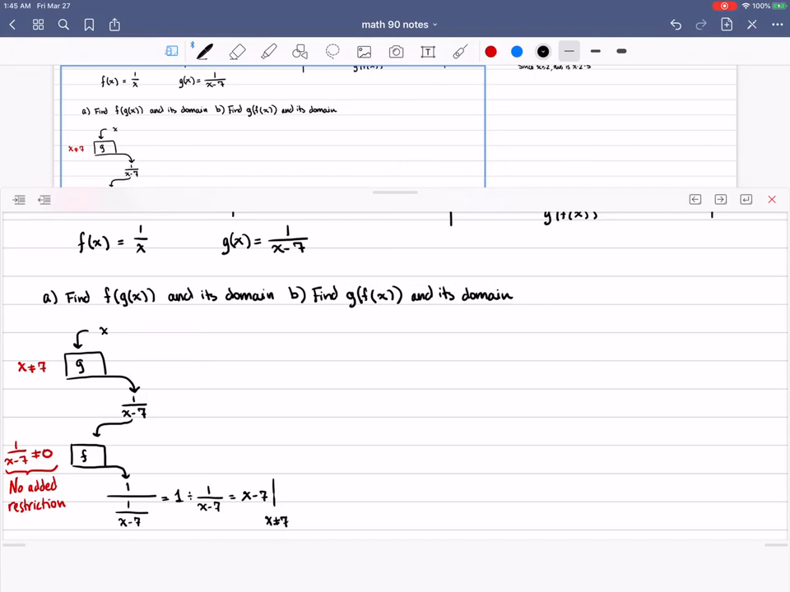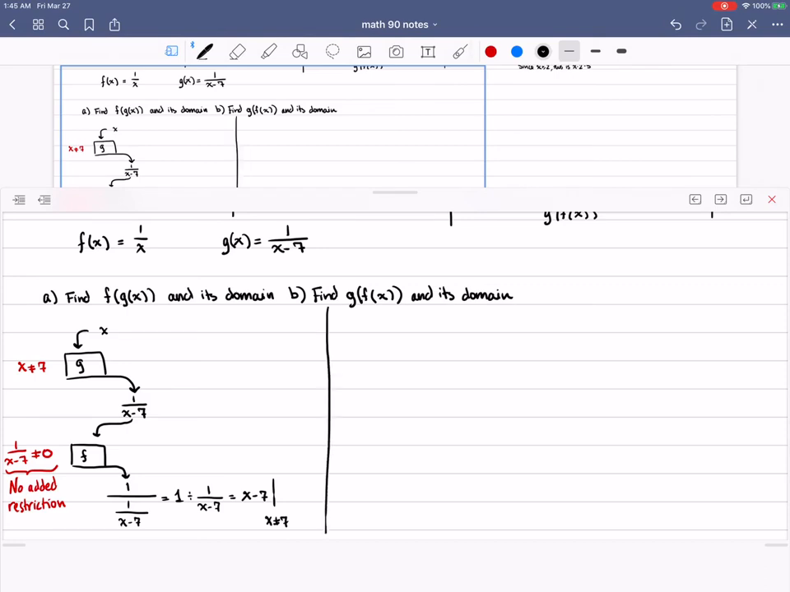Because if we go back through our journey, we will see that we would have never made it out of this assembly line if X had been 7. If X was 7, G would have rejected it and the journey would have stopped. So the domain is all real numbers except for 7.